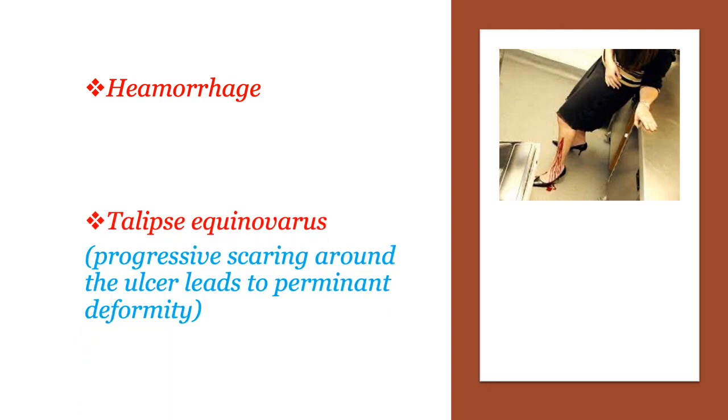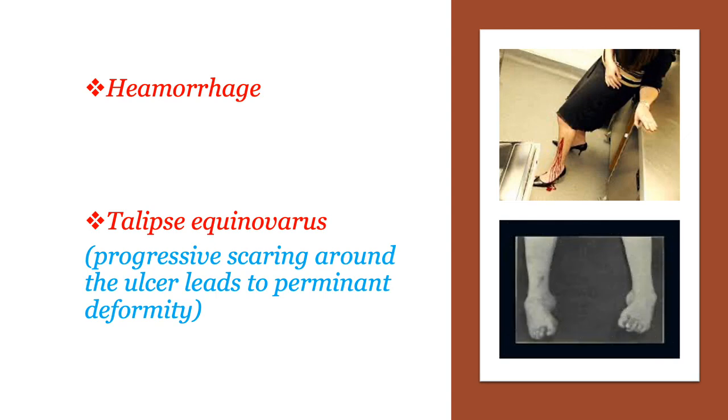This complication, Marjolin's ulcer, is a rare complication to be seen in a patient with superficial varicose veins. It is actually a complication of chronic venous insufficiency, even though it is a rare complication. Progressive scarring around the ulcer will lead to permanent deformity.